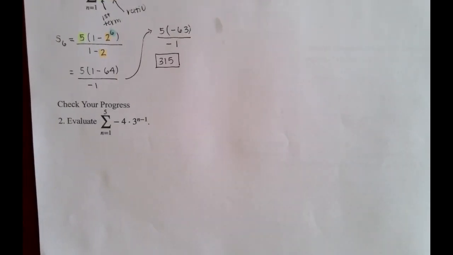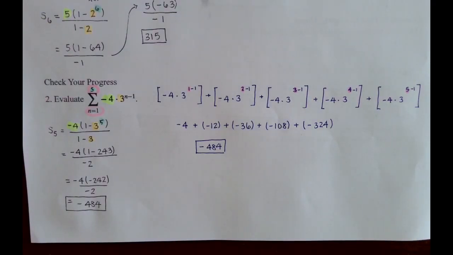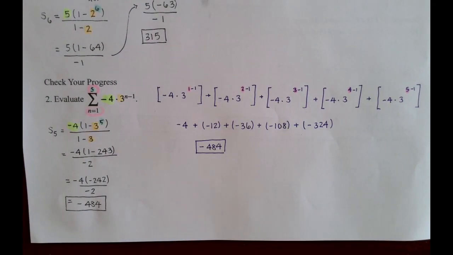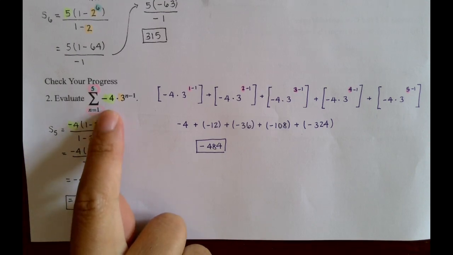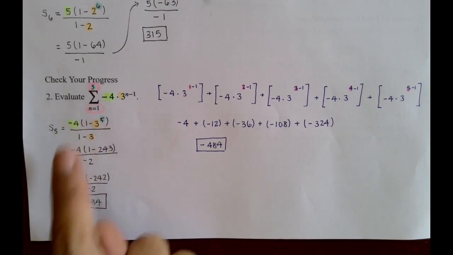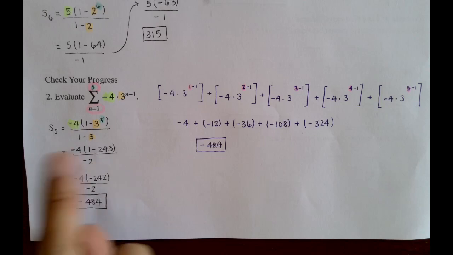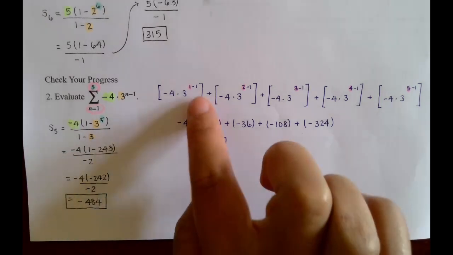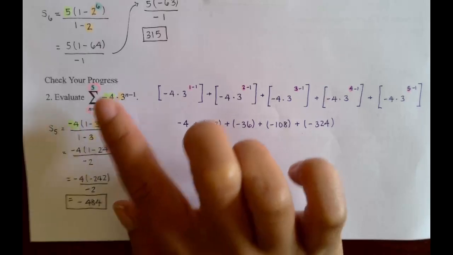Okay, so why don't you try CYP2, and then once you're done, come check your answer. Okay, and there you go. Either way, you should have gotten negative 484. This also is a geometric sequence written in this way, so you could also use just the sum of a geometric series, or you just plug it in from the first term to the fifth term.